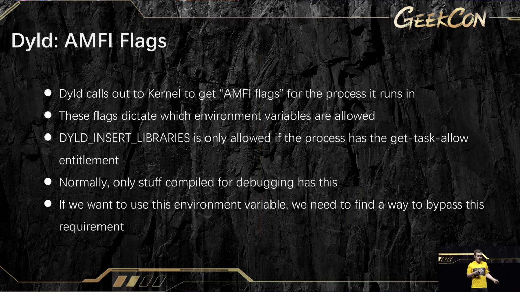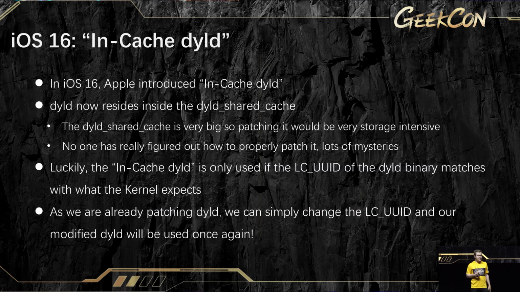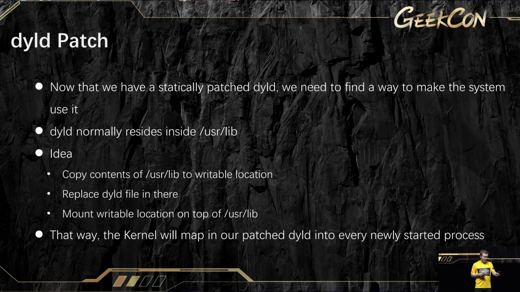But obviously, that's not really a thing that we can do, so we need to figure out a way to bypass this requirement without the entitlement. And to do this, we can simply statically patch dyld. We find the amfi flags method, and we simply replace it with a return 0xdf. 0xdf in this case means allow all environment variables. So now we have a statically patched dyld, but we still need to figure out how to make the system actually use it.